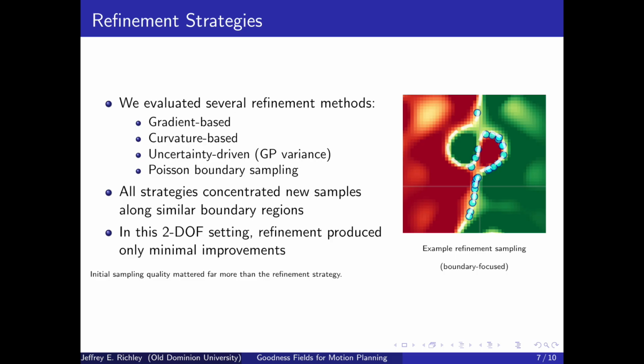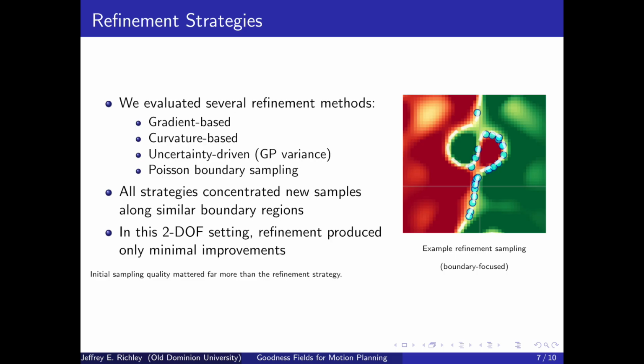The image on the right shows an example of this process. The sampled points are clustered tightly along the estimated boundary, illustrating how refinement focuses computational effort where the surrogate is most uncertain or changing rapidly. Interestingly, despite their conceptual differences, all refinement strategies tend to concentrate samples along very similar boundary regions. In this 2 degree of freedom setting, the resulting improvements in surrogate accuracy were relatively small.